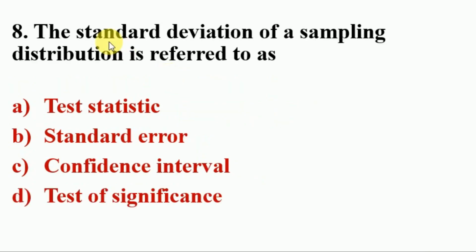Next question. The standard deviation of a sampling distribution is referred to as, options: A. Test statistic, B. Standard error, C. Confidence interval, D. Test of significance. Answer is B. Standard error. The standard deviation of a sampling distribution is referred to as standard error.